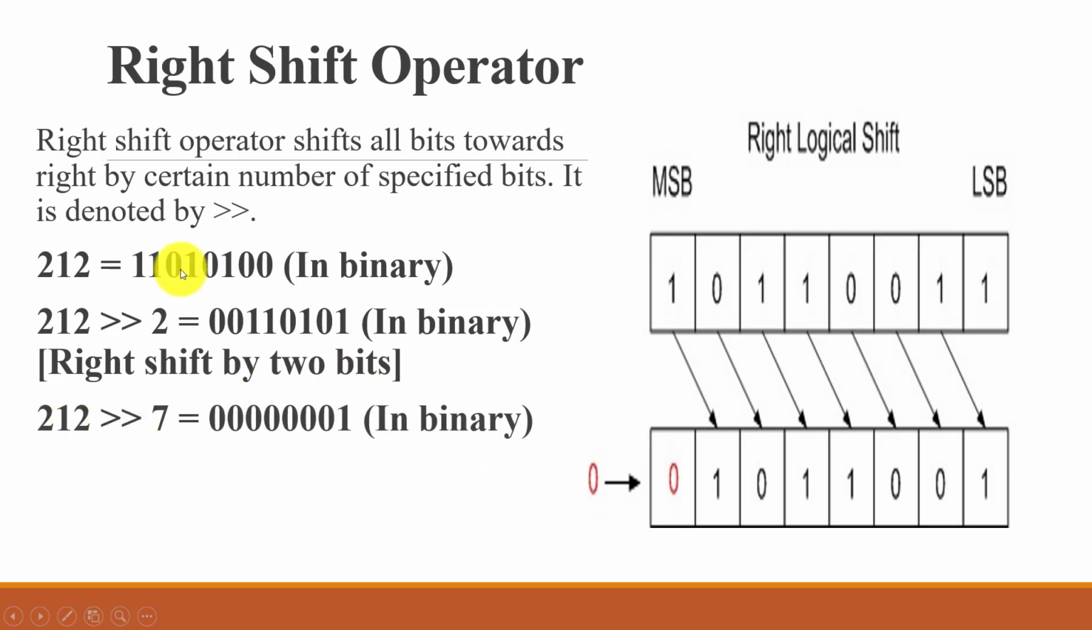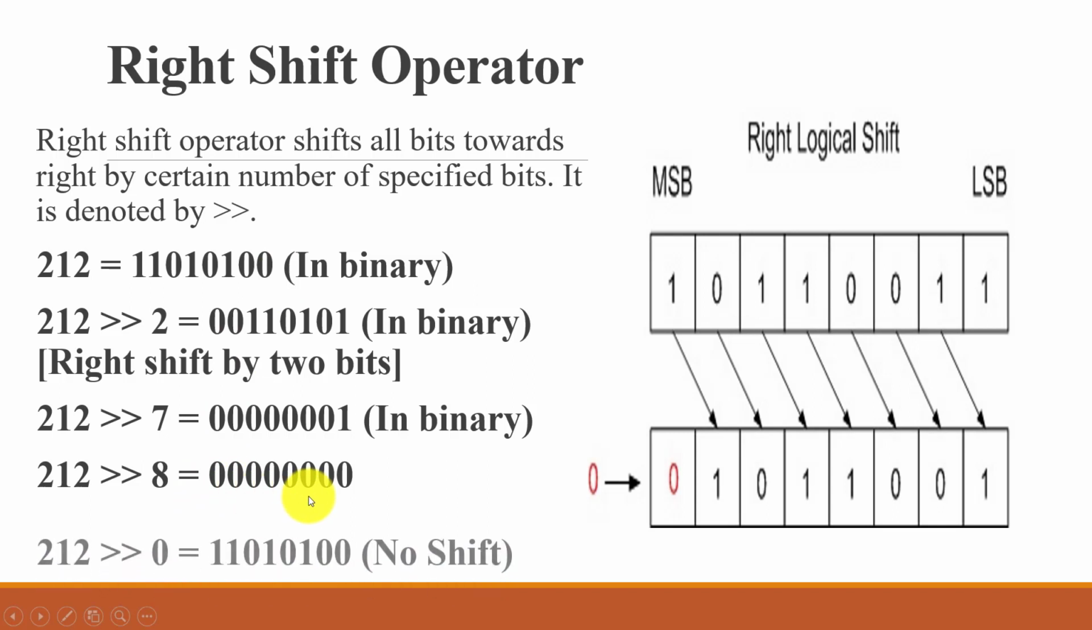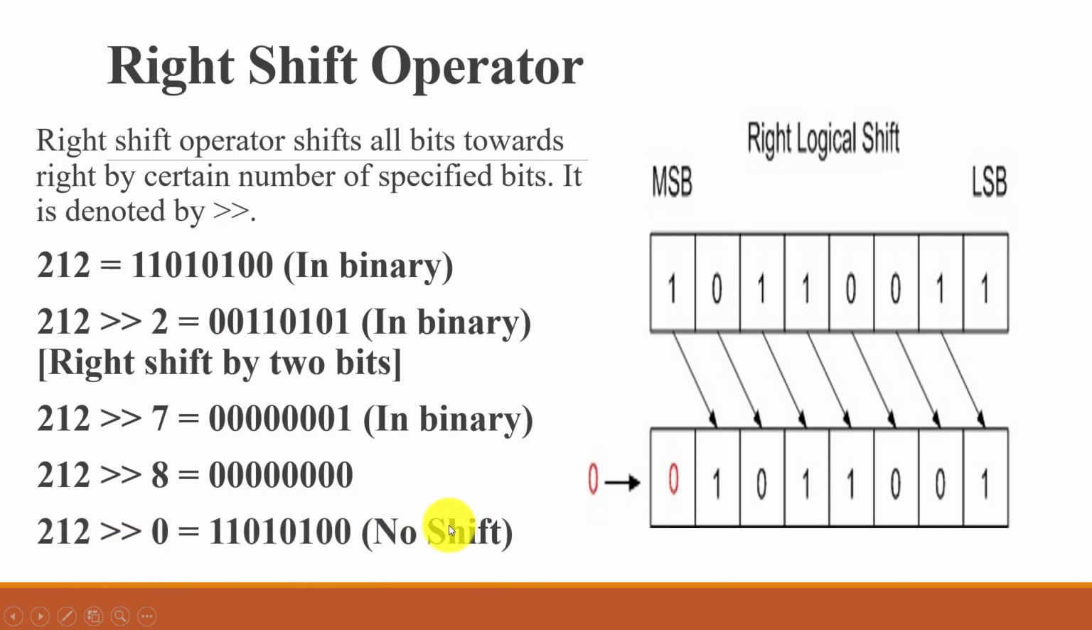Now for 212, if I shift it by 7, then all these 7 bits get discarded and only the 1 remains, and I have to put all 0s in front because it's an 8-bit representation. If I shift by 8, then the total of 8 bits is shifted to the right, so no bits remain and I get the answer 0. If I shift by 0, there is no shift.